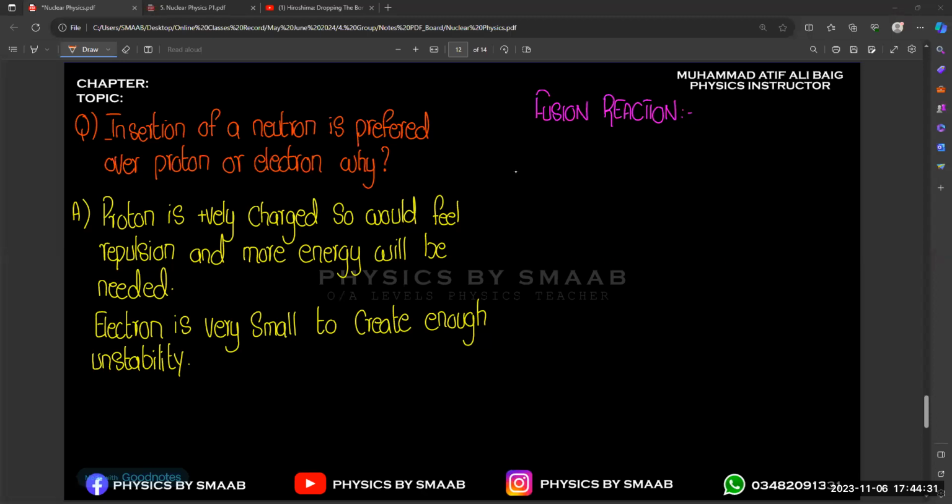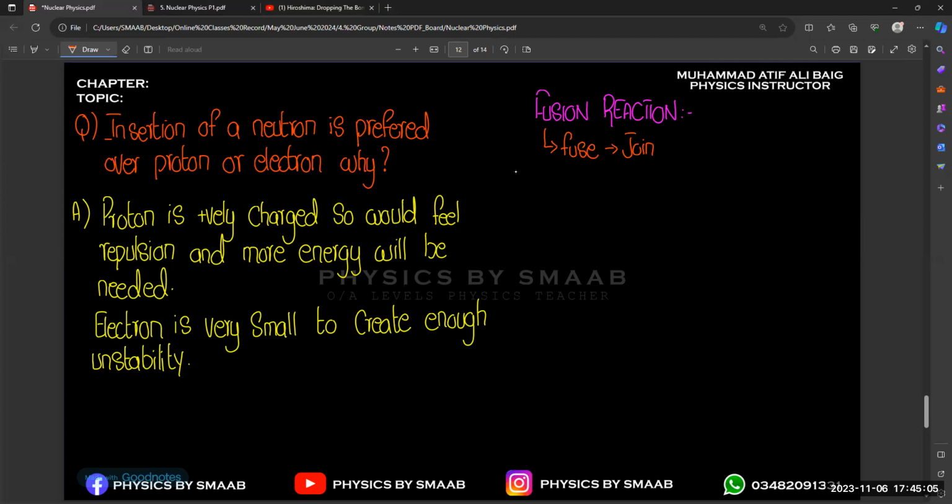So if you want to differentiate between fission and fusion, the name fusion is derived from the word fuse, and fuse means to join. So if you sometimes get confused between fission and fusion reaction, always take the reference from the word fuse. The word fuse means to join.